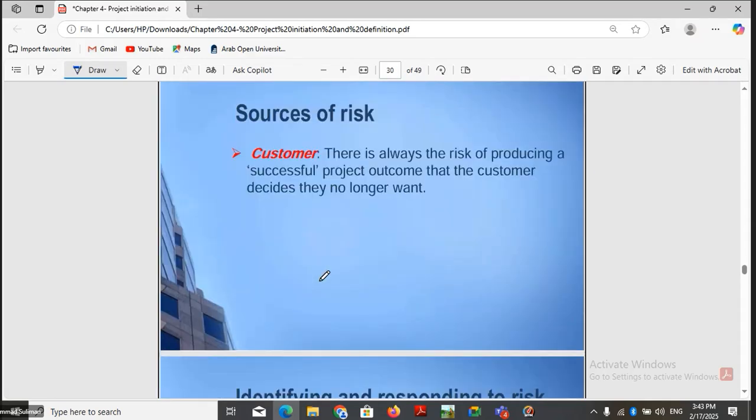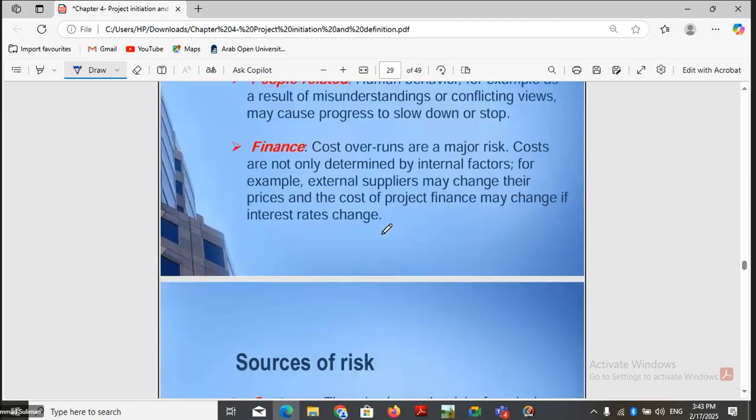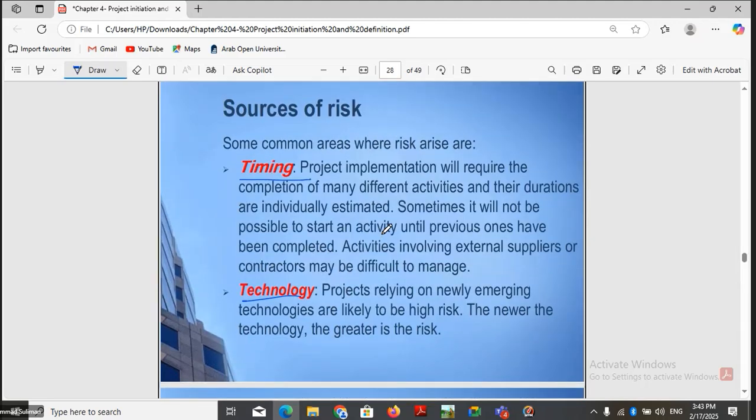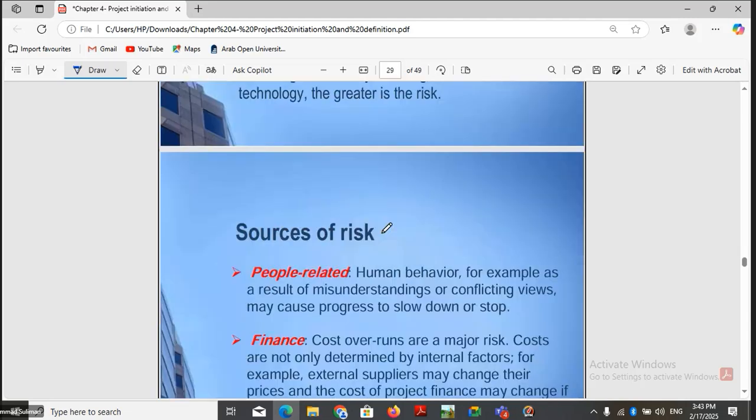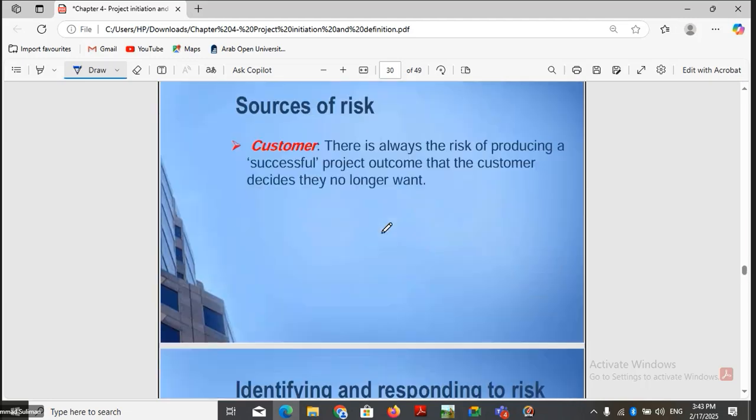And finally, the customer. The customer is the one for whom we are developing the project. But if the customer says, no, I don't want the project, or they are not interested in the project, that is a big thing. That may lead to failure of the project. So we must always keep the customer involved in the project development to avoid this type of risk. So these are some of the common risk factors identified here that may produce a risk to the customer: timing, technology, people-related, finance, and customer.